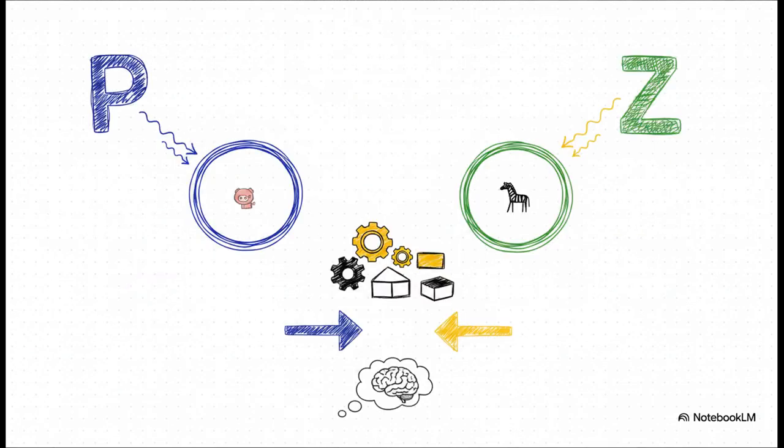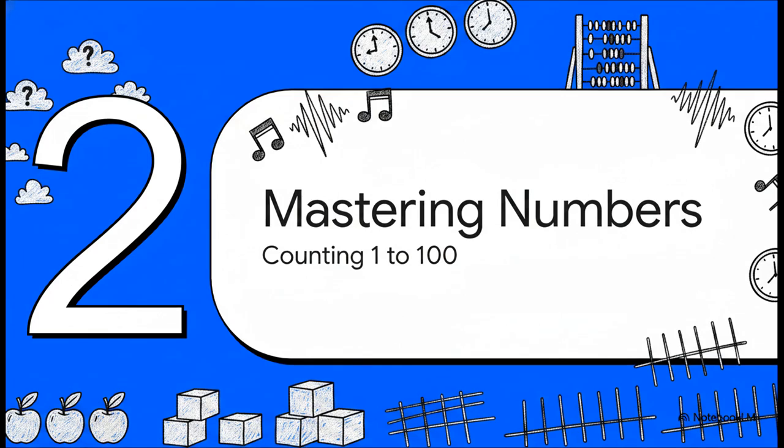And what's super fascinating is how our brains attach these specific sounds to everyday things. When you link a hard consonant sound like P directly to a pig or Z to a zebra, you're not just memorizing a letter anymore. You're giving your brain a practical, real-world anchor. It's the perfect stepping stone to our next topic, which brings us to part 2, mastering English numbers.